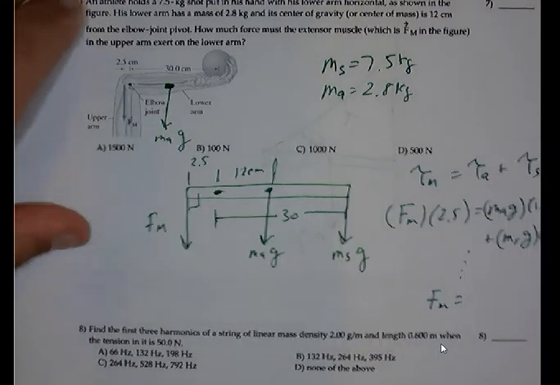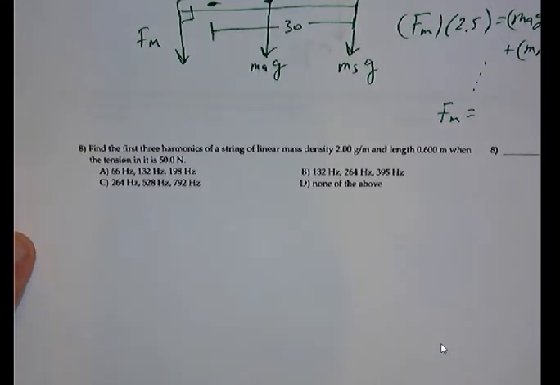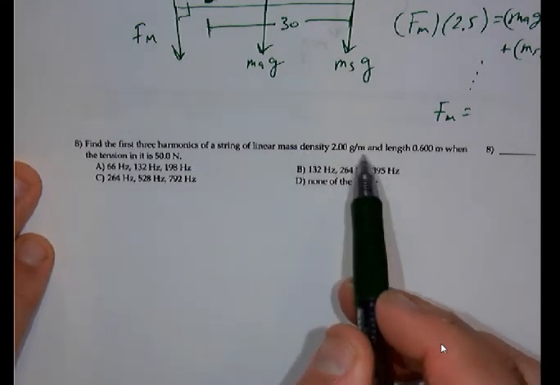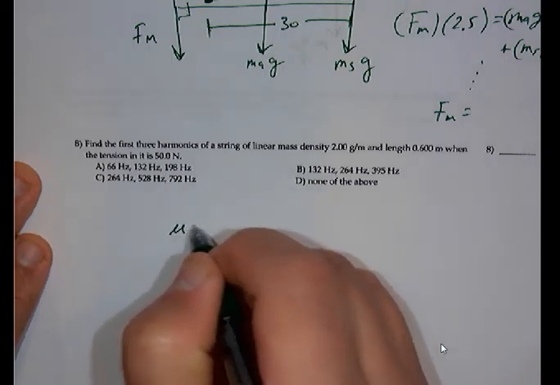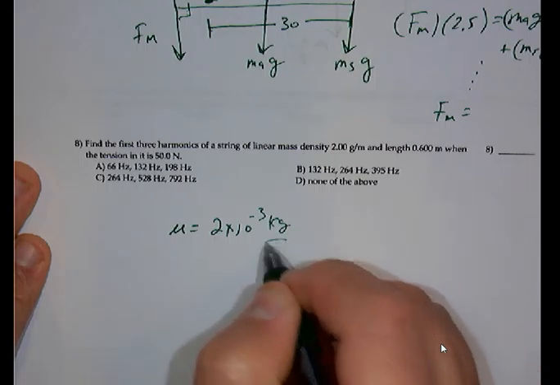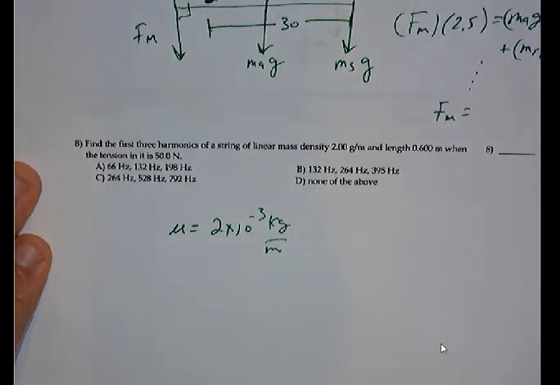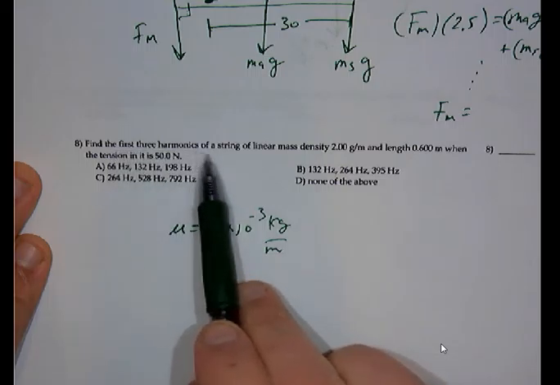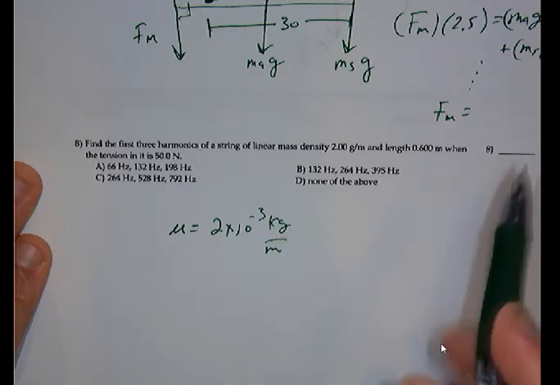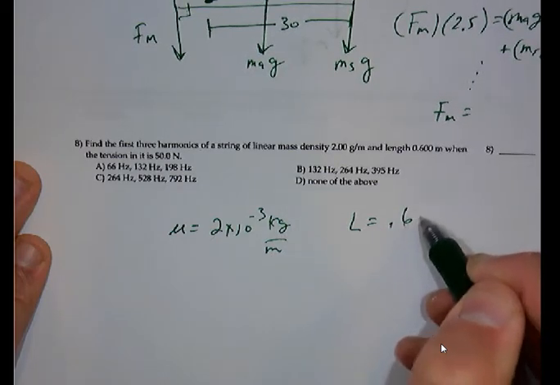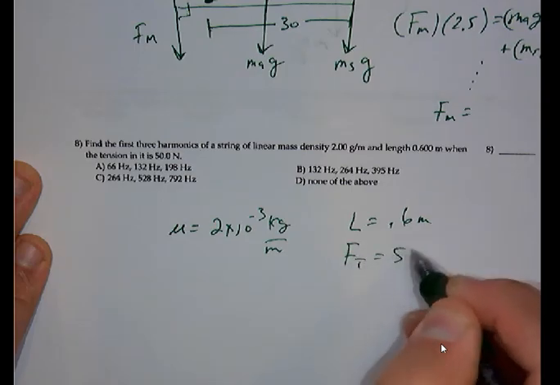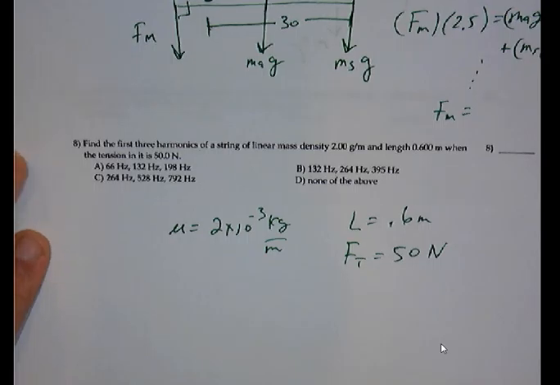Okay, moving on to number 8 then. Find the first 3 harmonics of a string of linear mass density, so that's what mu is, 2 times 10 to the minus 3rd kilograms per meter, to put it in the correct units. The string has a length of 0.6 meters, and the tension is given, so force of tension, 50 newtons. And we want to find the first 3 harmonics.